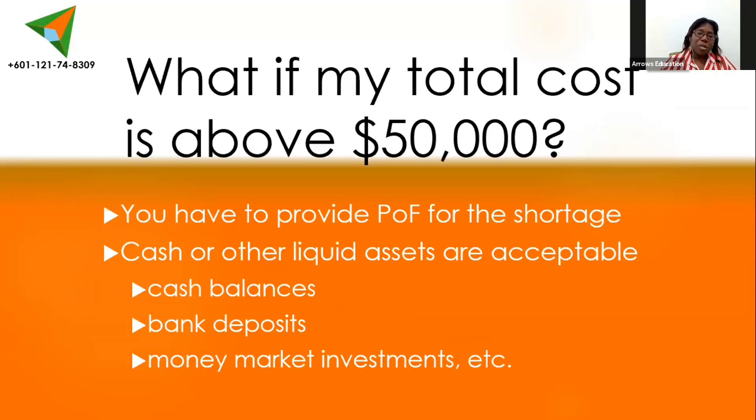What if my total cost is about $50,000? You are going to have to provide proof of fund for the shortage. You will not get more than $50,000. So if let's say your cost is $60,000 or $58,000, the extra $8,000 or $10,000 have to be provided by you. So cash or other liquid assets are acceptable as proof of fund, such as cash balances, bank deposits, money market investment, all of those are things that you can use as proof of fund.